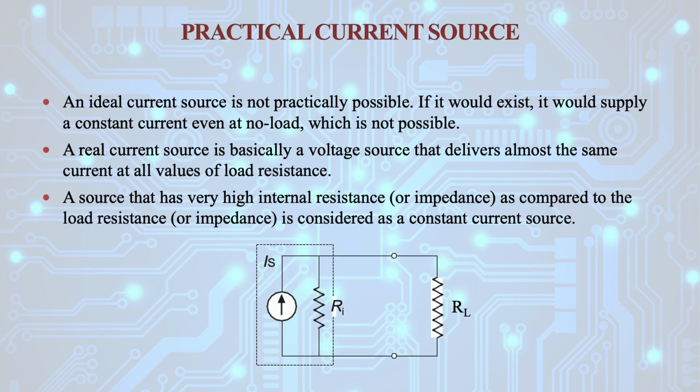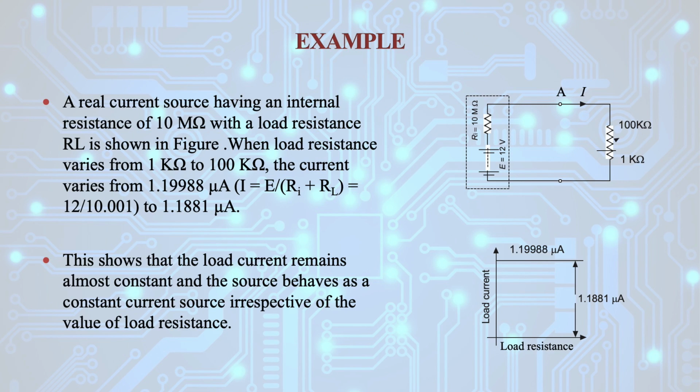A source that has very high internal resistance as compared to the load resistance is considered a constant current source. A real current source having an internal resistance of 10 mega ohm with load resistance RL is shown in the figure. When load resistance varies from 1 kilo ohm to 100 kilo ohm, the current varies from 1.19988 microampere to 1.1881 microampere. This shows that load current remains almost constant and the source behaves as a constant current source irrespective of the value of load resistance.